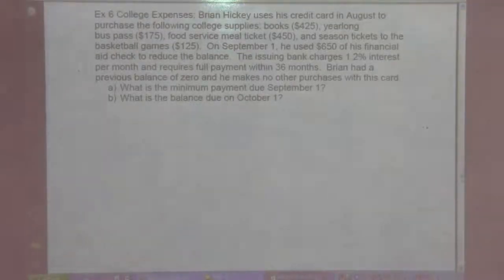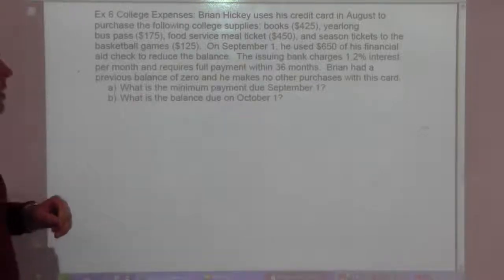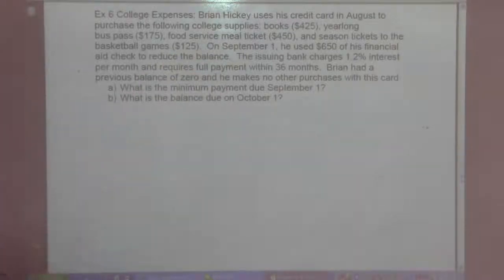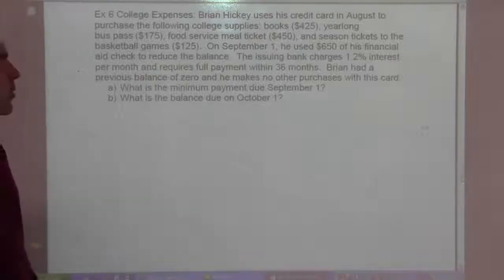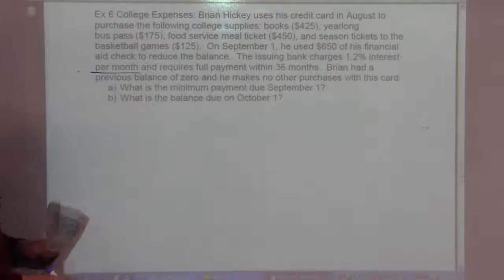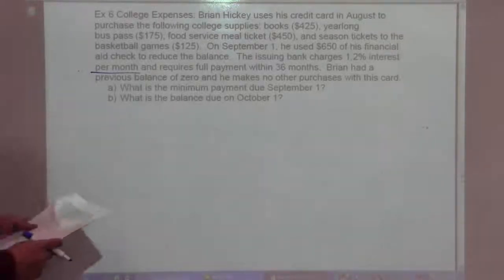Okay, Brian Hickey uses his credit card in August to purchase the following college supplies: books for $425, a year-long bus pass $175, a food service meal ticket $450, and season tickets to the basketball games for $125. On September 1st, he used $650 of his financial aid check to reduce the balance. The issuing bank charges 1.2% interest per month. That's a per month interest rate. And it requires full payment within 36 months. Brian had a previous balance of $0 and he makes no other purchases with his card. What is the minimum payment due on September 1st?